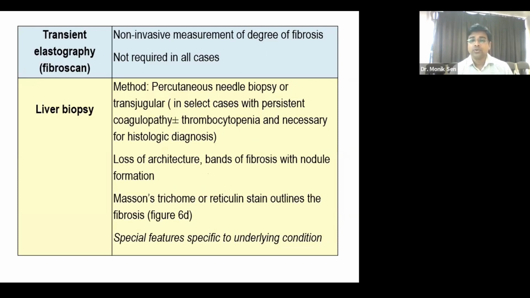Liver biopsy, as I have told you, is percutaneous or transjugular. In that, what we look at is the loss of architecture, bands of fibrosis, and nodule formation, and you have to do the reticulin stain, which will outline fibrosis. Then there may be special features specific to the underlying conditions, such as interface hepatitis and rosetting in autoimmune liver disease, the amount of hepatic copper in Wilson's disease, the amount of liver glycogen in glycogen storage disease, or you may find infiltration with various storage cells that might suggest a storage disorder.